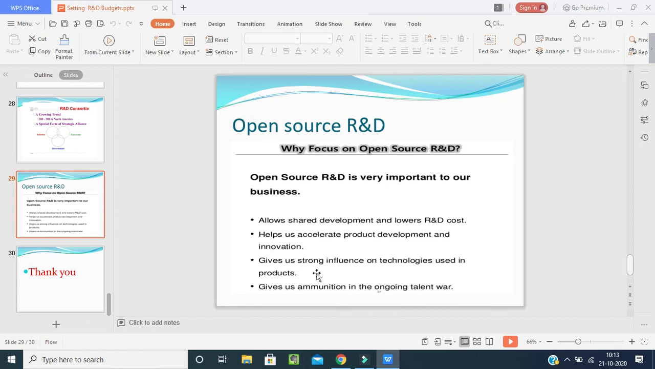See what is happening with the help of open source R&D. It is reducing the cost of R&D. It helps in accelerating product development and innovation. What new innovations are coming? It is helping on that. It gives a strong influence on technologies used in the product. What technologies are used for the manufacturing of the product? It is giving the influence. Strong influence is coming with the help of this, and it is building up the ammunition in the ongoing talent war. Talent war here means in the market, whatever new strategies are coming from the competitor. So this is one of the forms of external R&D, open source.